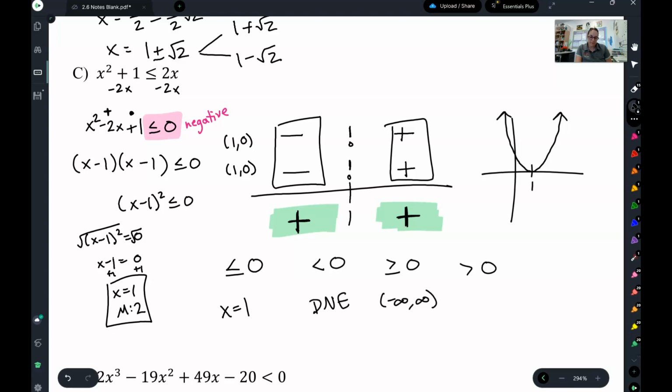Now, here's a tricky one. What if I told you to just find greater than 0, not equal to? If I wanted to list where this graph is greater than 0, this graph is greater than 0 from negative infinity up to 1, but then at 1, it's 0. That's not greater than 0, that is 0. So then I would do union from 1 to infinity. So this graph is greater than 0 everywhere except at 1.